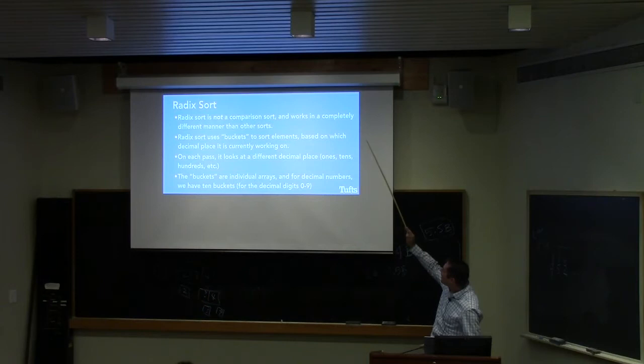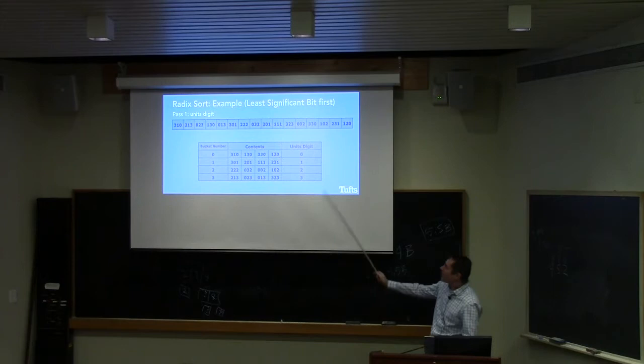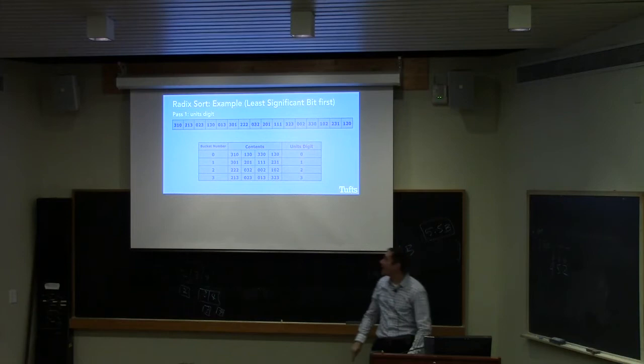Okay, not a comparison sort. Buckets. On each pass, the buckets are individual arrays, and you need 10 buckets for digits. You would need 26 if you're doing lowercase letters, for instance, if you're doing lowercase words. Okay? All right, here's how it works. We've got an array, and the array has all these different numbers in it. And on the first pass, we do this.